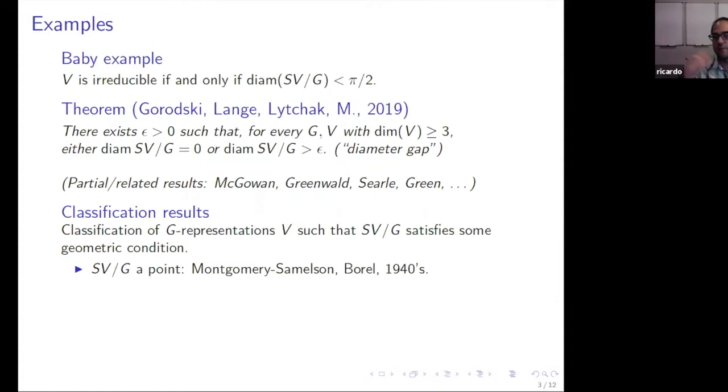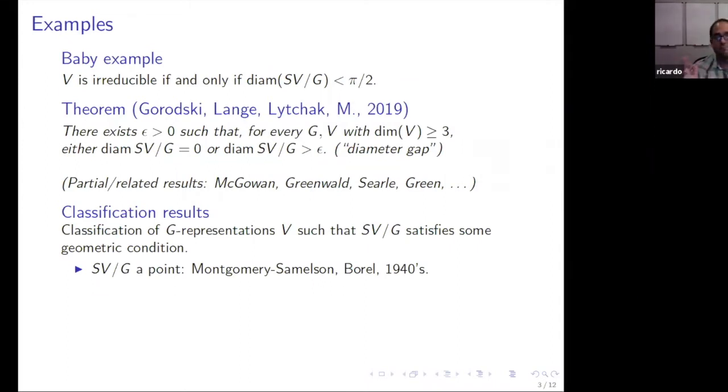I'm just giving you a few examples of some results along the same lines. There's a long list of classification results as well, in which you can think about it the following way. Let's impose some geometric condition on the quotient, and then let's classify all the representations such that the quotient has that property. And you can change the property and you have lots of interesting classification results like that.